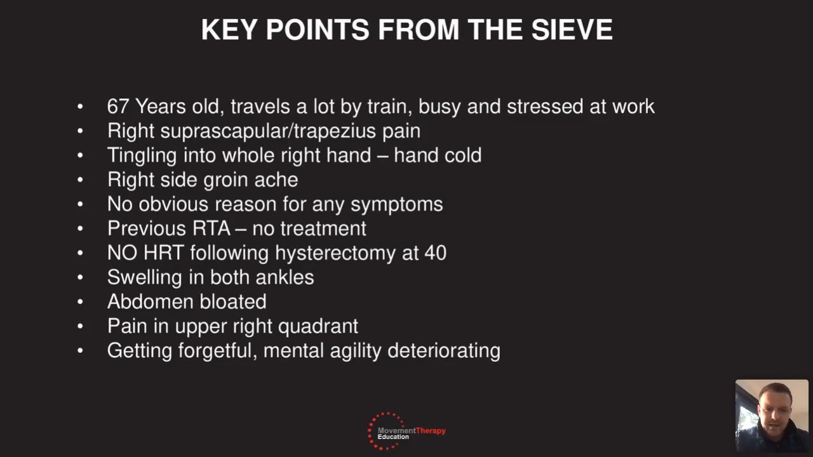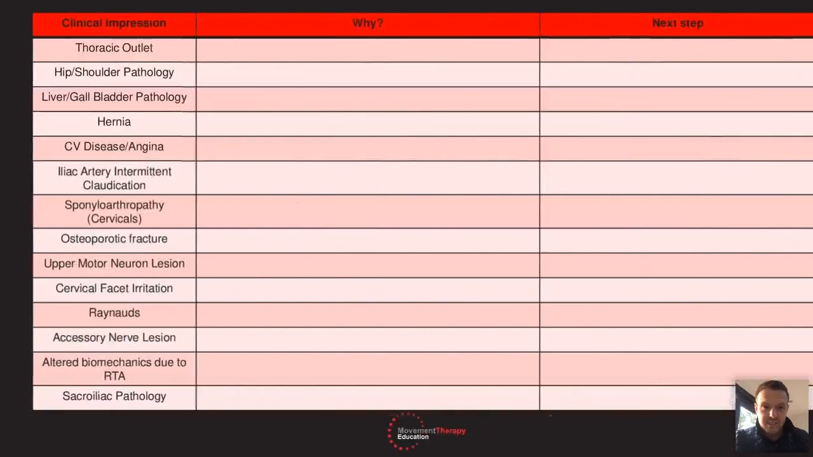Abdomen bloated, and you can have something called ascites, where the abdomen starts to bloat and swell. There's a couple of things. Ascites is ASCITES, so you can have a look at that. And then getting forgetful and mental agility deteriorating. Those things as well are signs of hepatic disorders or liver problems. So there was a lot in this case history that was pointing towards a liver issue.